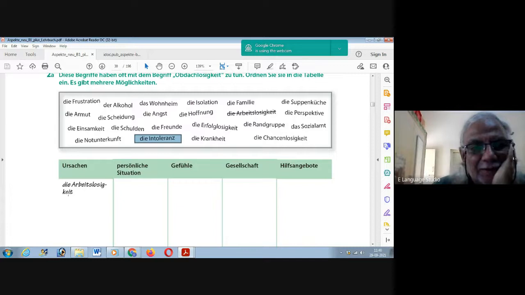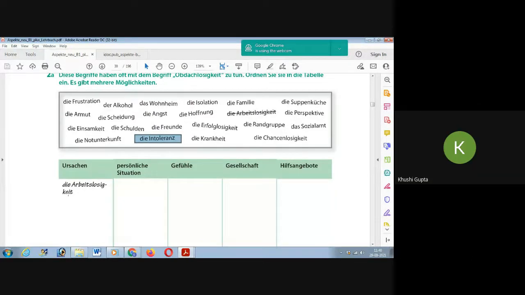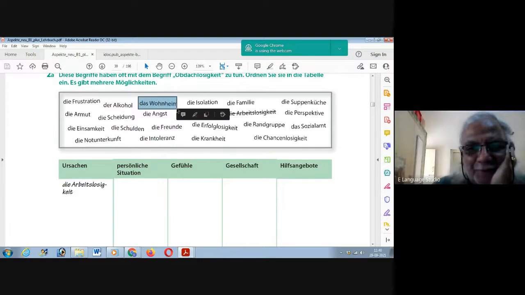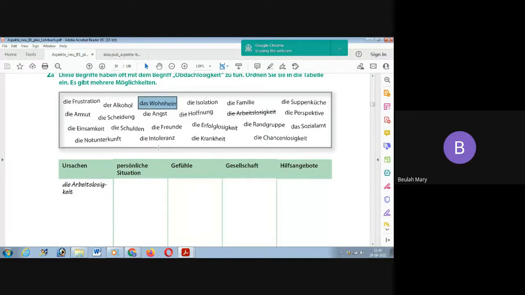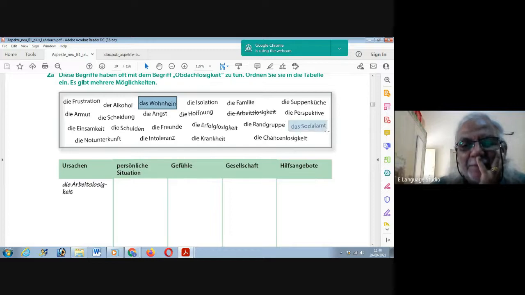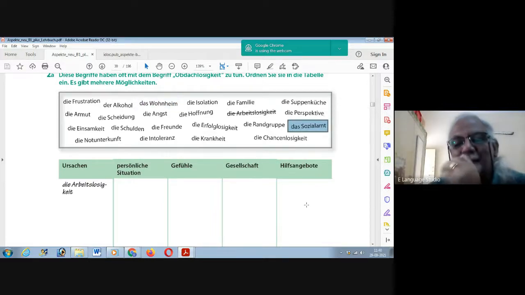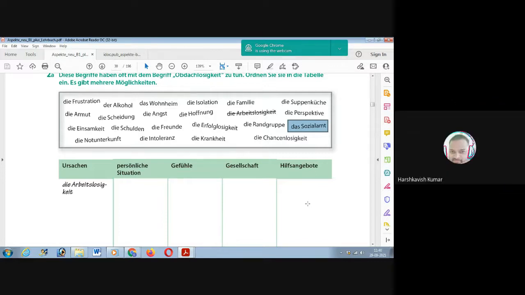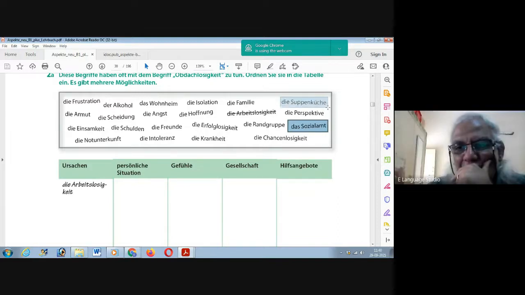Sir, die Einsamkeitsgefühle. Was ist Einsamkeit? Loneliness, or solitude. Und das Wohnheim ist Hilfsangebot. Die Intoleranzgefühle. Die Perspektive ist auch Gefühle. Sozialamt? Sir, Hilfsangebot. Hilfsangebote. Suppenküche?